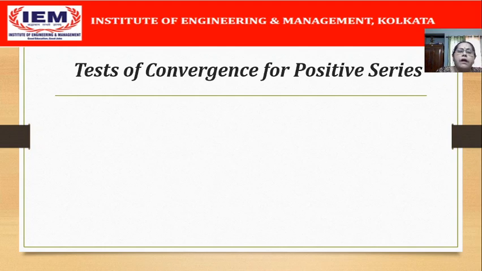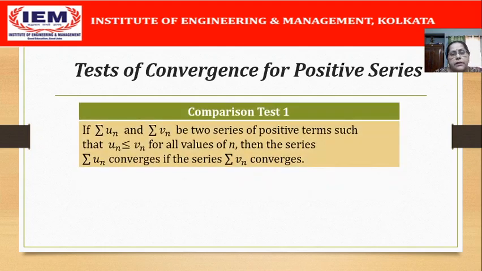So let us start, and today we will see the comparison test. This test again has a number of forms. So first we see the comparison test 1. If sigma un and sigma vn be two series of positive terms such that un is less or equal to vn for all values of n, then the series sigma un converges if the series sigma vn converges.